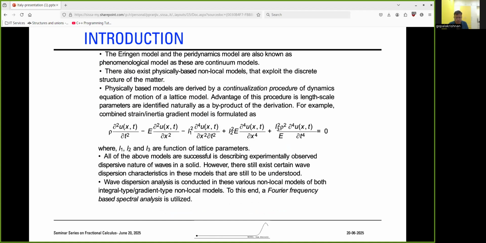If you look at Eringen models or the peridynamic model, they are called phenomenological models, as these are continuum models with the length scale parameter built into them. There also exist physically based non-local models, where they use a different procedure to derive the equation of motion that also builds in the length scale parameters. If you look at the equations given here, L1, L2, L3 are all length scale parameters. So essentially, how does the wave propagate here? What are the properties that you get? Whether it will make sense at the atomistic level is what we are looking at. Next, please.